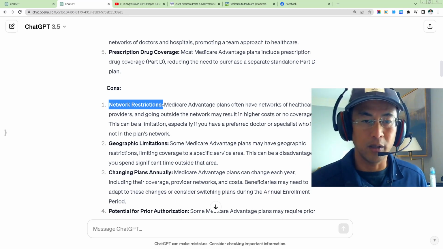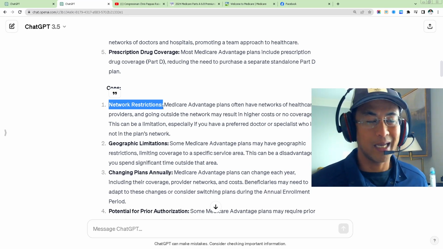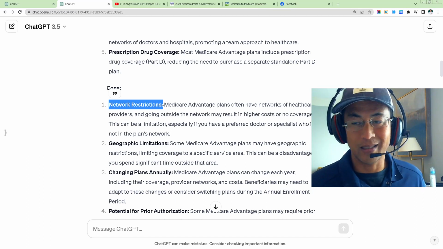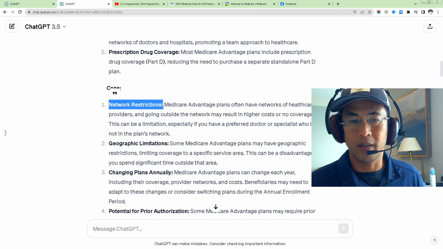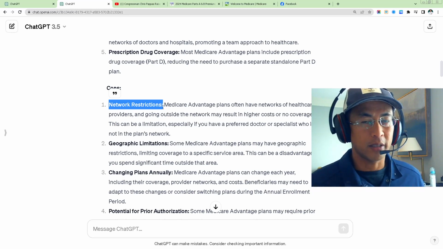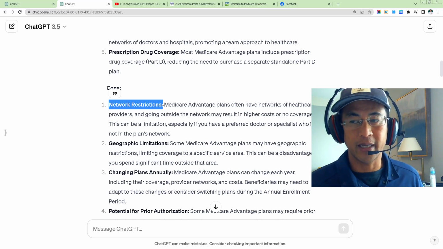Service areas: local HMOs are between 10 and 15,000 doctors, hospitals, they could even be less than that. A regional PPO can be anywhere from 50,000 doctors, hospitals, clinicians within that service area. A national PPO could be over 250,000.